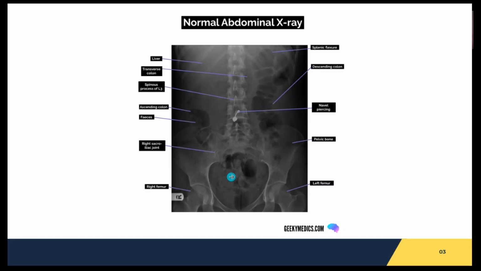So here we have a normal abdominal x-ray. Before we look at pathology, it helps us to remind ourselves of what a normal abdominal x-ray looks like, because recognizing normal makes abnormalities stand out immediately. There is a standard approach which I'll go through afterwards, but just a few things to recognize here. You've got the liver in the right upper quadrant, the spleen in the left upper quadrant, the ascending colon and descending colon, and then the sacroiliac joints, as well as the femurs.